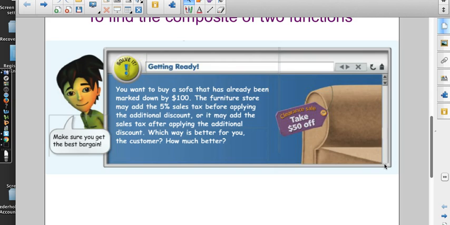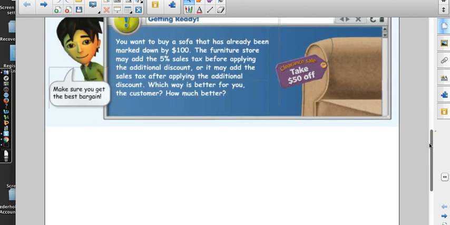So here's the deal. Anybody that has ever shopped for anything knows you got to watch for the sales. So this says you want to buy a sofa that's already been marked down by $100. Okay, that's a big break. The furniture store may add the 5% sales tax before applying that discount, or it may add the sales tax after giving you that additional discount. And if they say, hey, it's up to you, you want to know which one is going to be a better deal for you. So, which way is better for you, the customer?